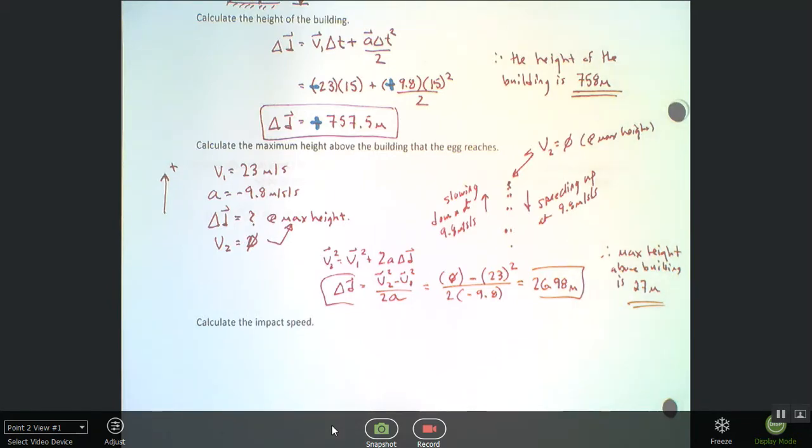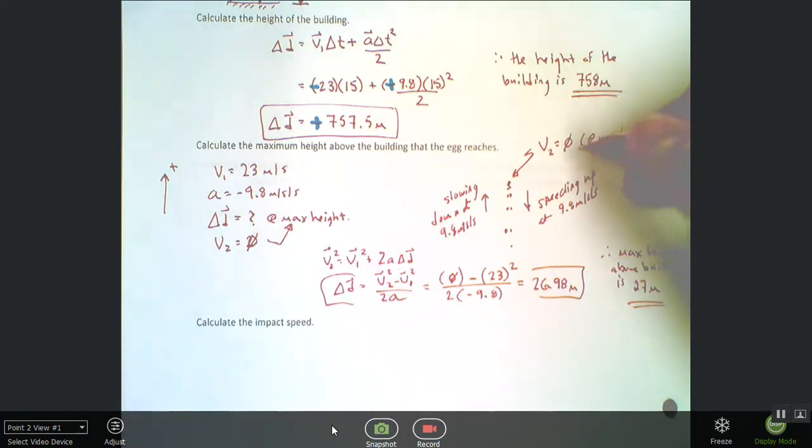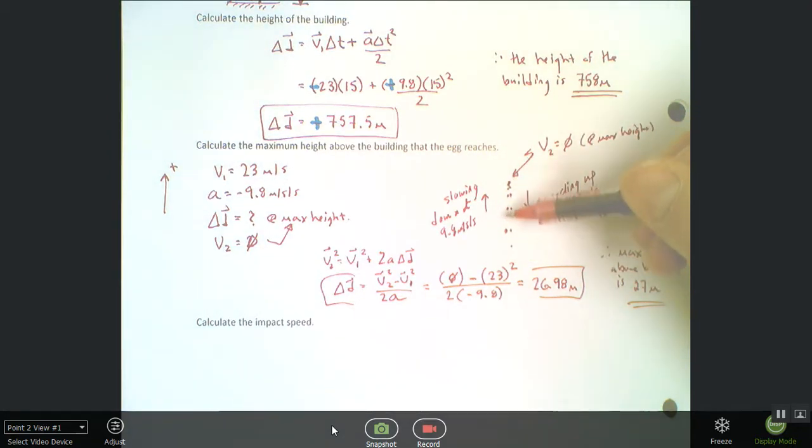Now, what's neat about this is that, yes, the speed at the top is 0, but throughout this entire trip, the acceleration is always 9.8 meters per second per second down. It's really important that you realize that the acceleration at the top is not 0.